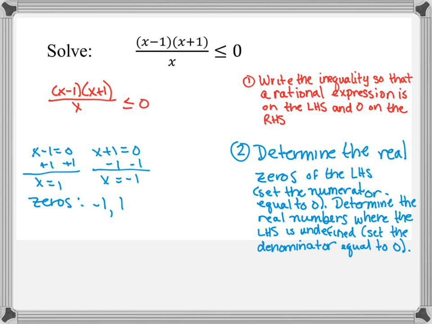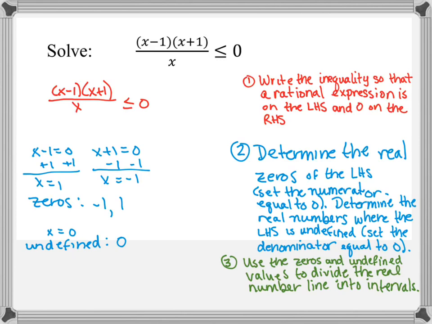Now let's find the undefined values by setting the denominator equal to 0, so x equals 0. That is already solved, so I have an undefined value at x equals 0. So that was step 2. Now we will use the zeros and undefined values to divide the real number line into intervals. I'm going to take all three of these numbers and write them in order: -1, 0, +1. Since I have three values, I will get 4 intervals: negative infinity to -1, -1 to 0, 0 to 1, 1 to infinity.